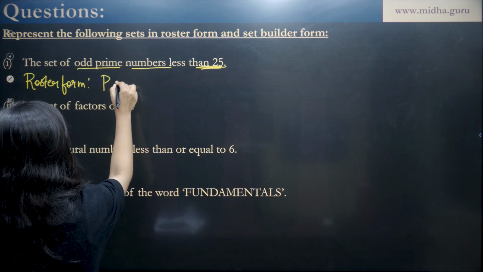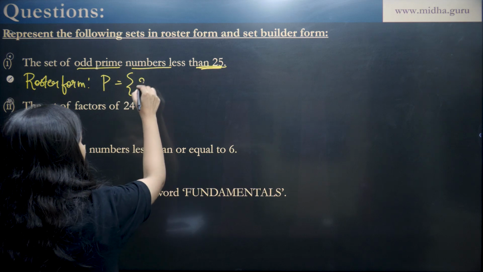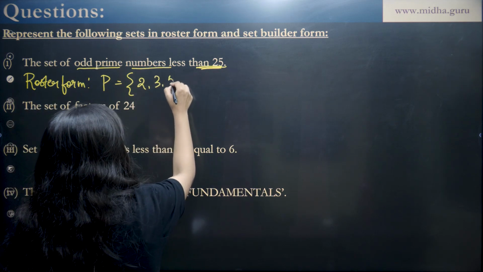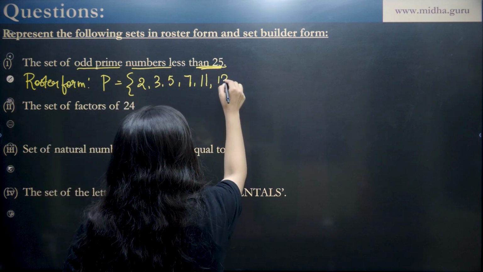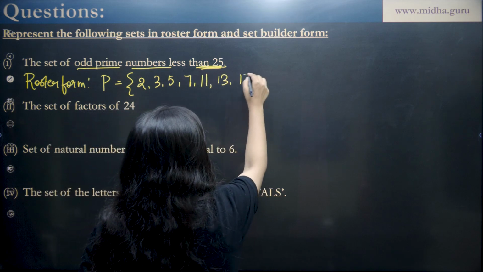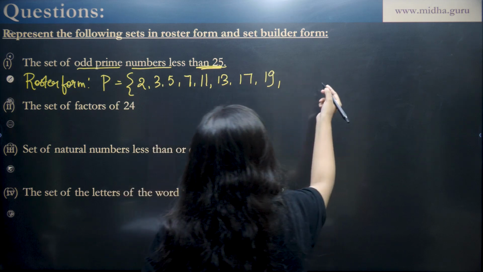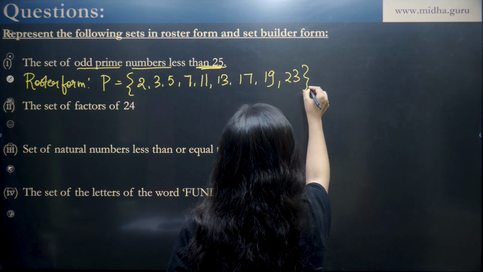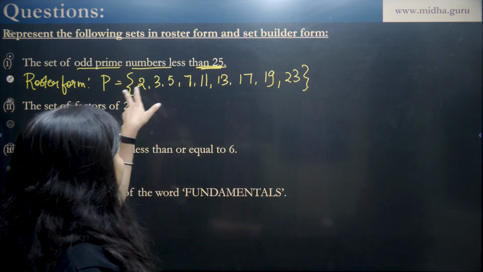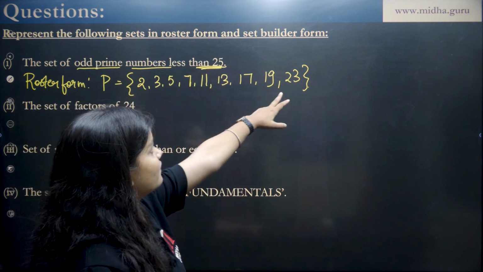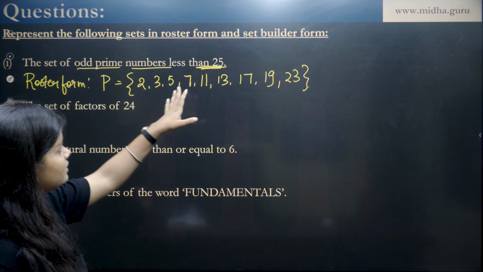Let us take the set as P, prime numbers less than 25. Prime numbers start from 2, 3, 5, 7, not 9, not 10, 11, 13, not 15, 16, and 17, 18 and 19, 21 is also not, 22 is not, 23. So these are all the elements inside the set, right? All these are prime numbers which are less than 25. Okay, so this is how we represent the set in roster form.